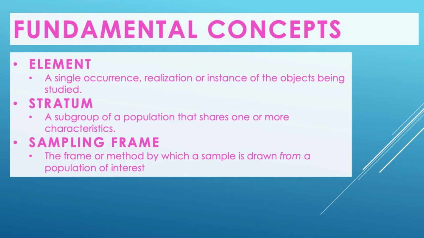Now let's talk about three fundamental concepts regarding sampling that you need to be aware of. The first is an element. It's a single occurrence, realization, or instance of the object that is being studied. Another way of thinking about this is that it is the unit of analysis. The element is the unit of analysis. Think of it like the row. Each of the rows in your data set is an element. A stratum is a subgroup of a population that shares one or more characteristics. And then finally, our sampling frame is the frame or method by which a sample is drawn from a population of interest. So let's take each of these in a little bit more detail.